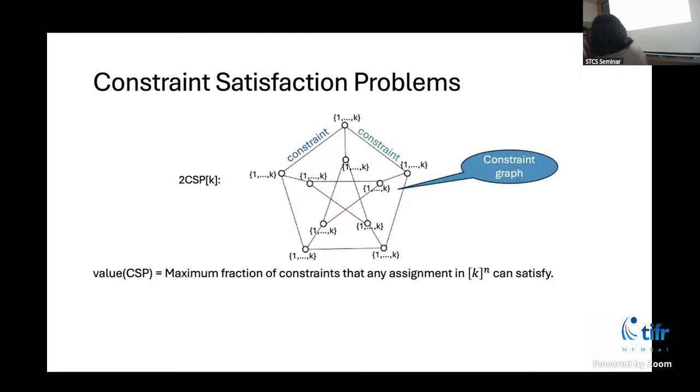And we are interested in two parameters. One is the value of the CSP, which is the maximum fraction of constraints that any assignment to the variables can satisfy. And the size of the CSP, which is just the number of variables plus the number of constraints. Throughout this talk, when we say 2 CSP on a graph G, you can also just imagine graph coloring on the given graph. So this is an example, just k-coloring.